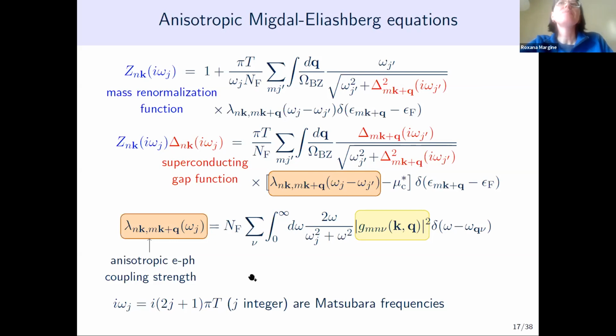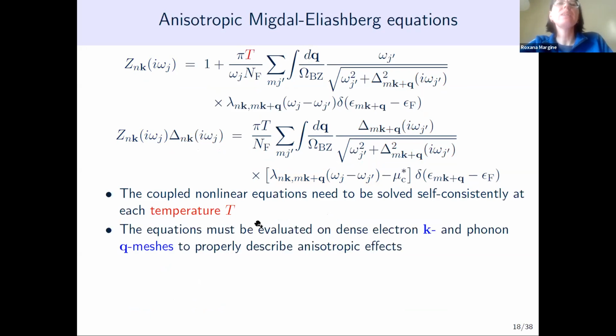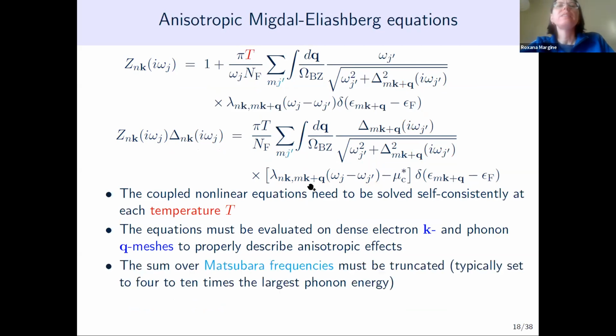So what we have to do in order to estimate the temperature-dependent energy gap is calculate these equations self-consistently at each temperature. And as you can imagine, since we have electron-phonon matrix elements, and if we want to properly describe anisotropic effects, this equation must be evaluated on dense k and q meshes. Then second, we also have here the sum over the Matsubara frequencies that I mentioned.